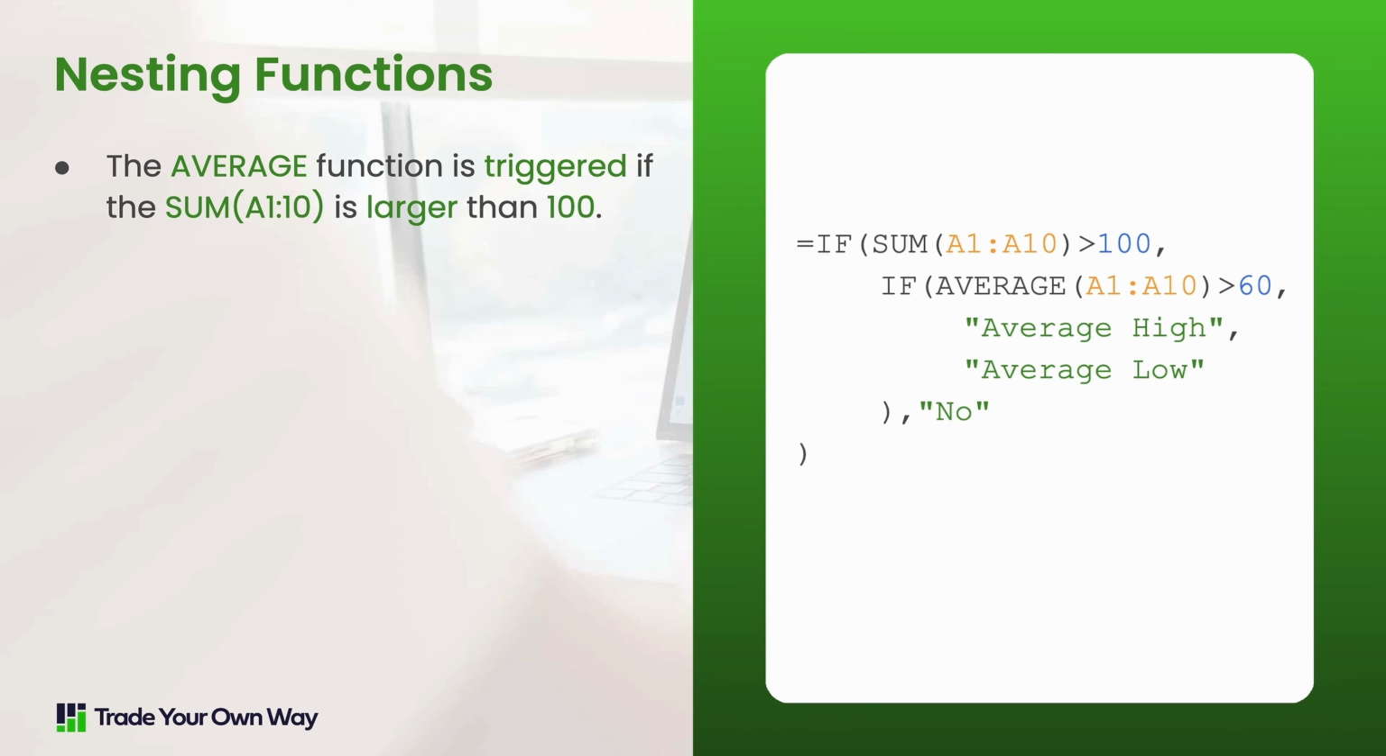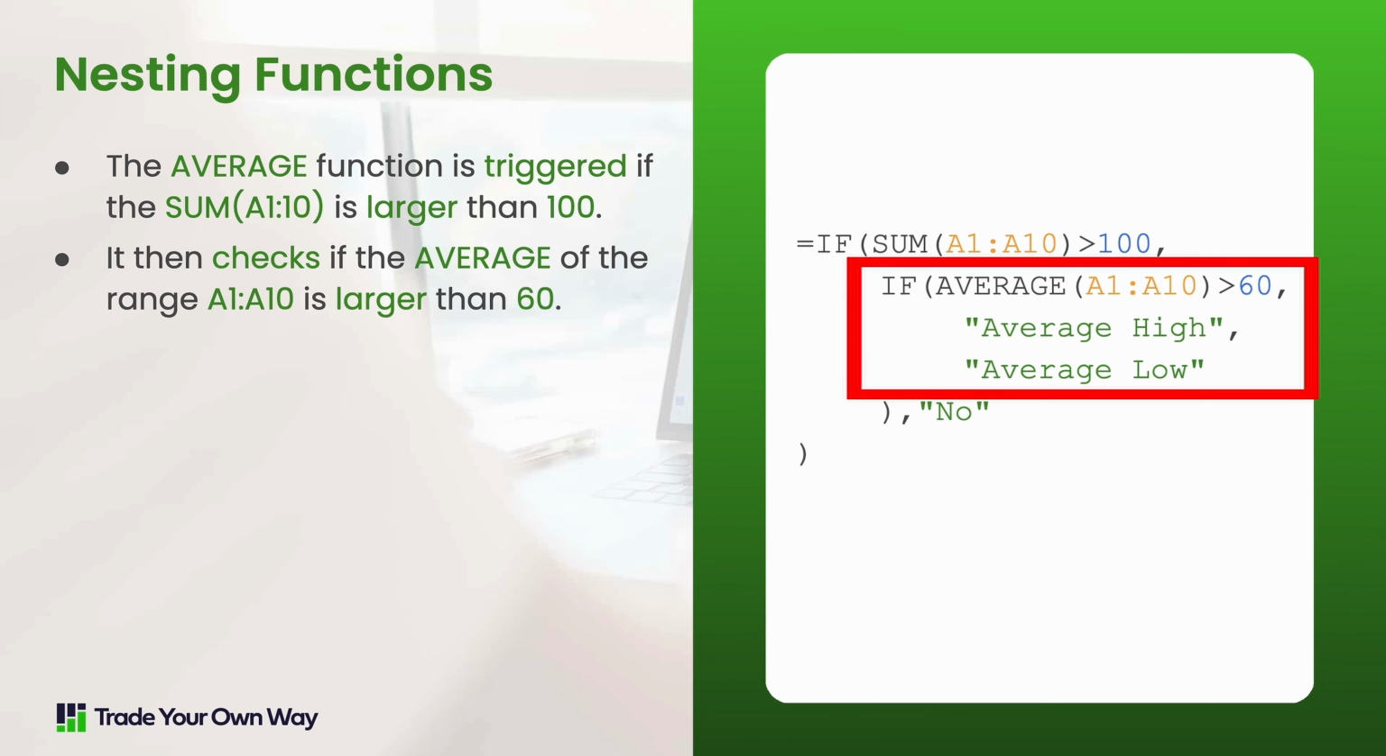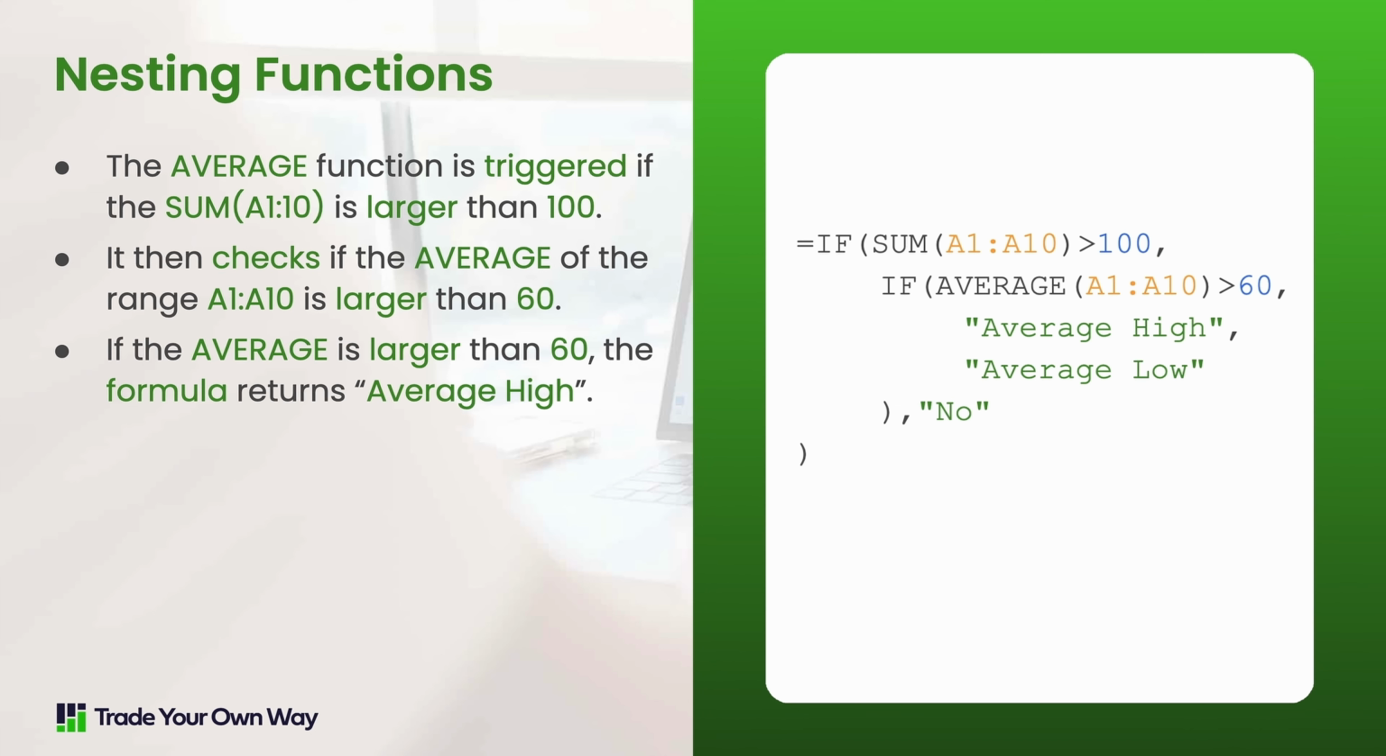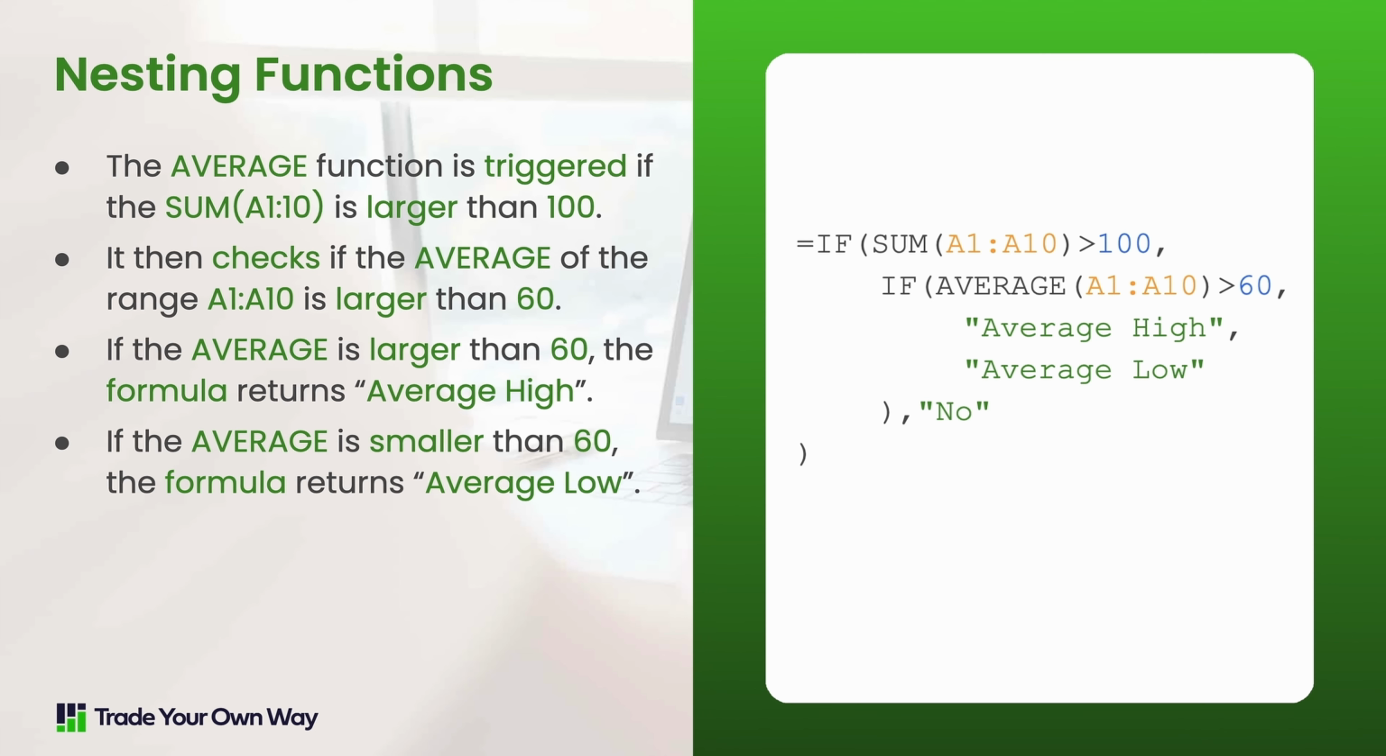The average function is triggered only if the sum A1 to A10 is larger than 100. It then checks if the average of the range A1 to A10 is larger than 60. If the average is larger than 60, the formula returns text stating average high. If the average is smaller than 60, the formula returns text stating average low.